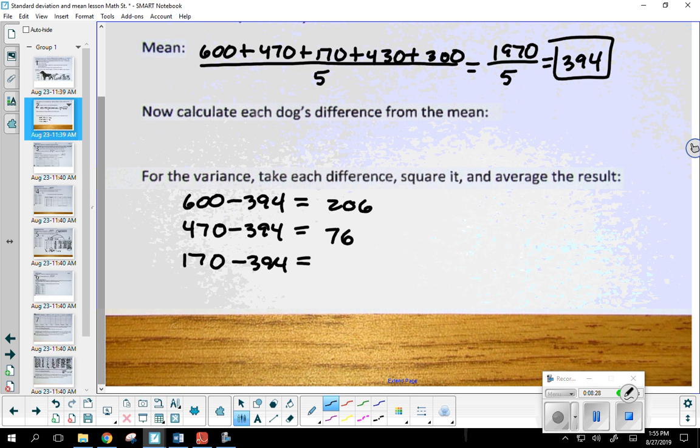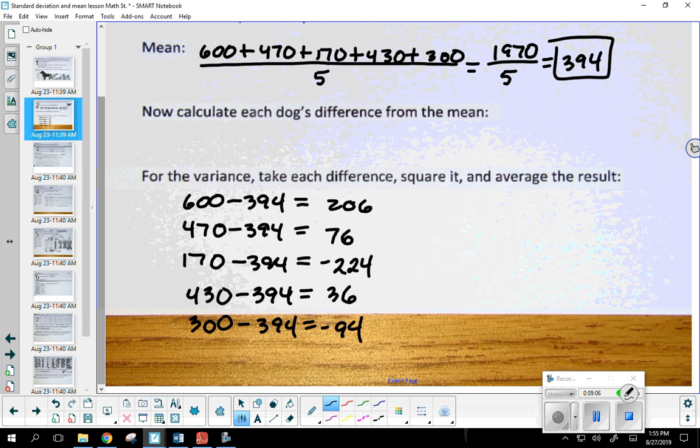Then I'm going to take the next one, 170 minus the 394. So this is the first one that's going to end up being negative. In fact, what is it? Negative 224. Now, do you think it's okay that we got a negative? Why? Because remember, what are we about to do to it? We're about to square it. There we go. So now, 430 minus 394, which will give me 36. And we've got one more to go, 300, the last element, minus 394, the mean. So I'm looking at a negative 94.